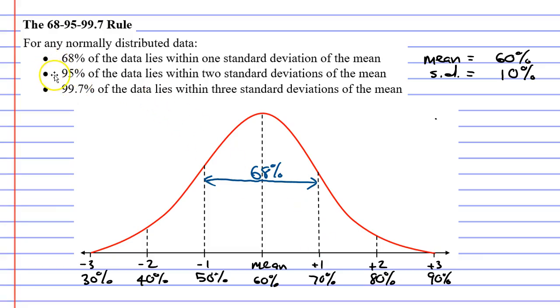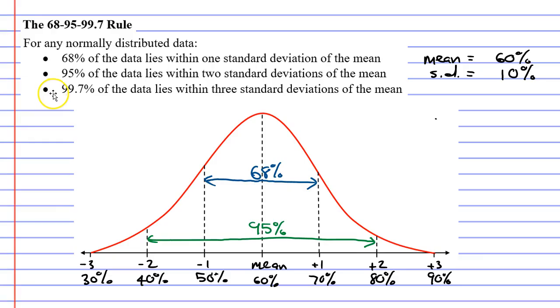Let's look at the next dot point. It says that 95% of the data lies within 2 standard deviations of the mean. So we're now looking at the -2 and the +2 intervals. That's because these 2 intervals are 2 standard deviations away from the mean. So according to dot point 2, 95% of the data lies between these 2 intervals, meaning that 95% of the students got a mark in this exam between 40 and 80%.